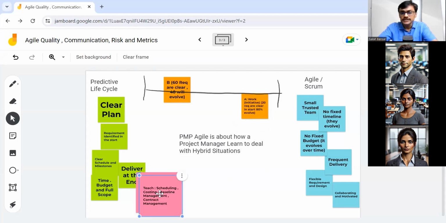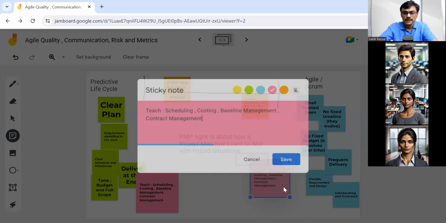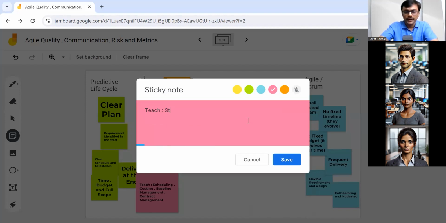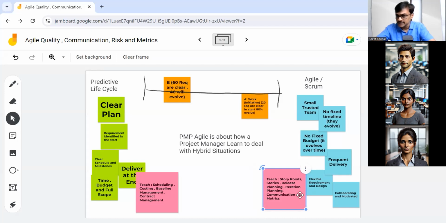And similarly, we teach the foundational agile tools. We teach estimation like story points, stories, what is release planning, which may not be covered in Agile Scrum, but yes, we learn about release planning, iteration planning, communication in the Agile style, and metrics in the Agile style as well. We will learn the predictive lifecycle as well, and that portion we learn as well.